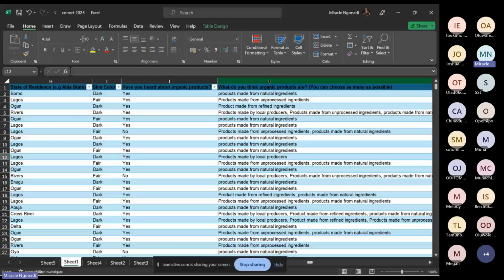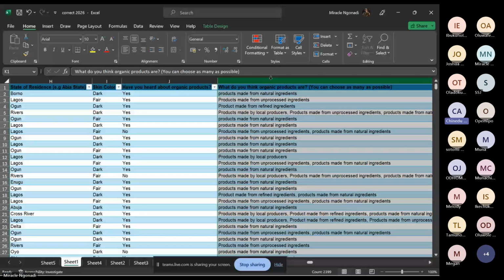Like this? Did you click on the column? So now go to data at the top. Yes, you will notice that people were picking multiple options, right? You can see somebody says they are products made by local producer. That same person also said they are products from unprocessed ingredients, and the person still picked a couple of other options.